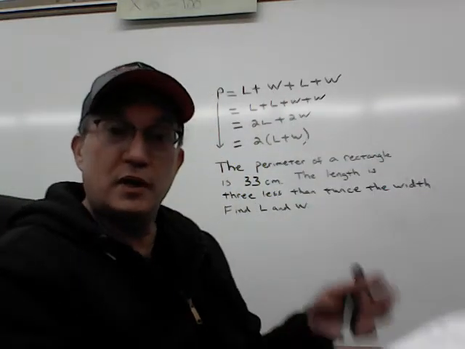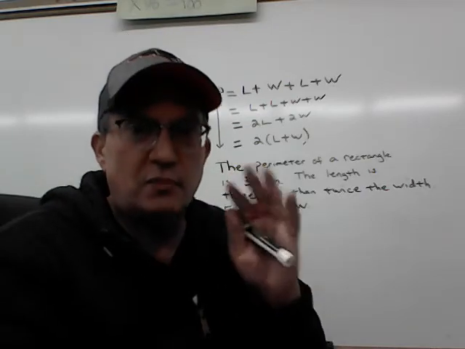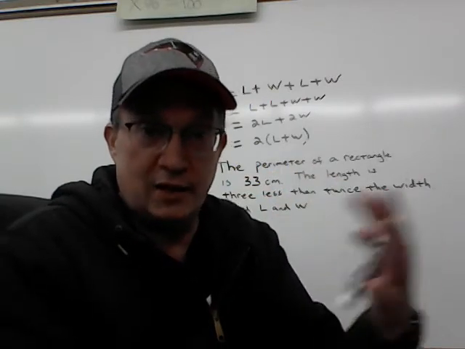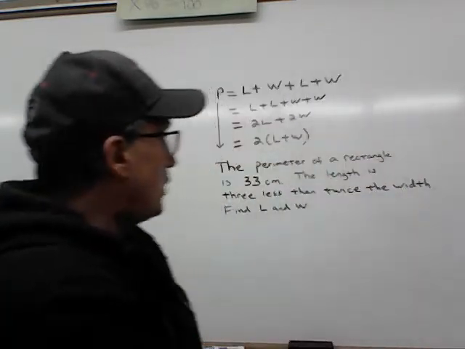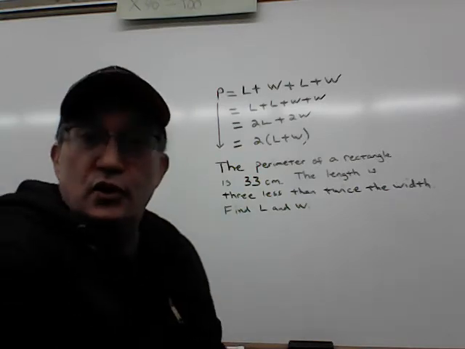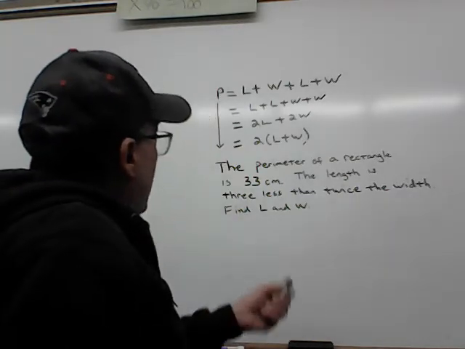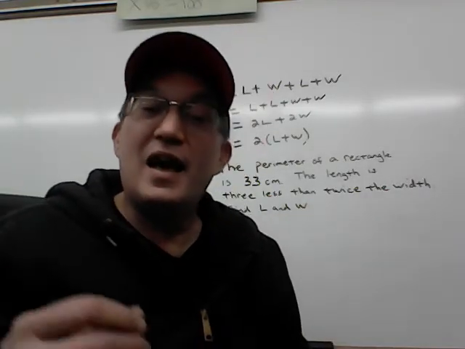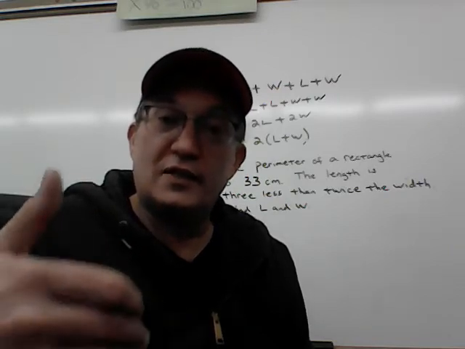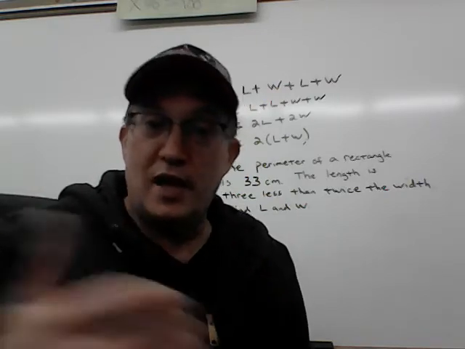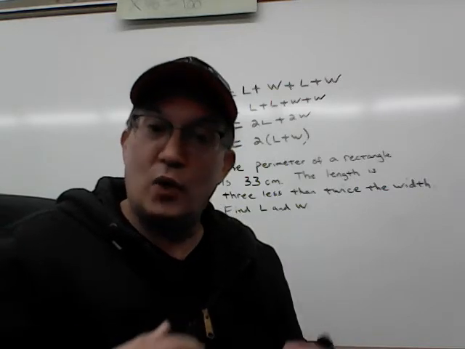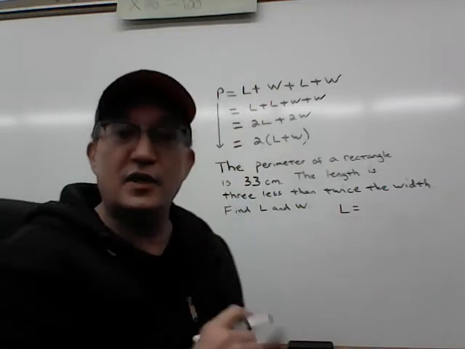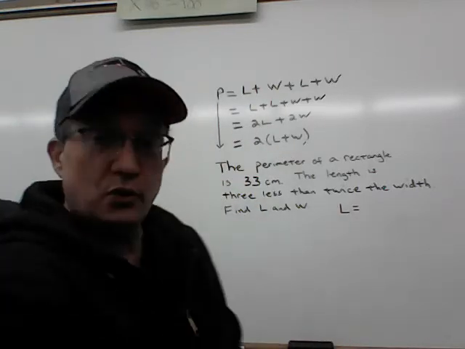I think you know this by now, but even if we know something, sometimes we can slip and make that mistake. So just be careful of it, and here we go. The perimeter of a rectangle is 33 centimeters. The length is 3 less than twice the width. Now, I just used the example 3 less than x, or x minus 3, or n minus 3, but here it's 3 less than twice the width. So how are we going to represent the length in terms of the width?